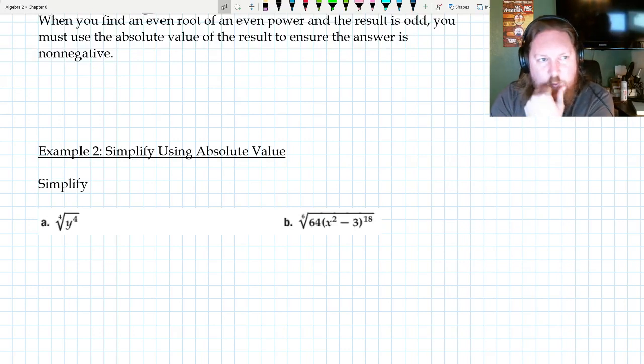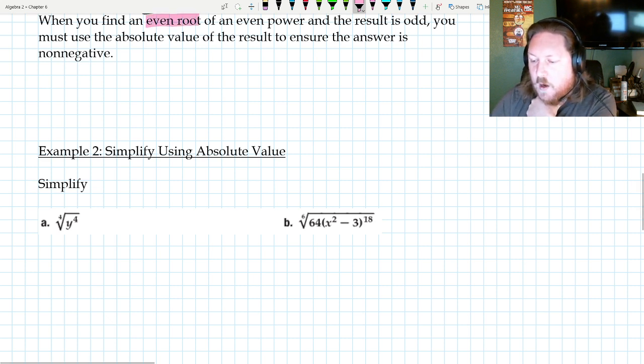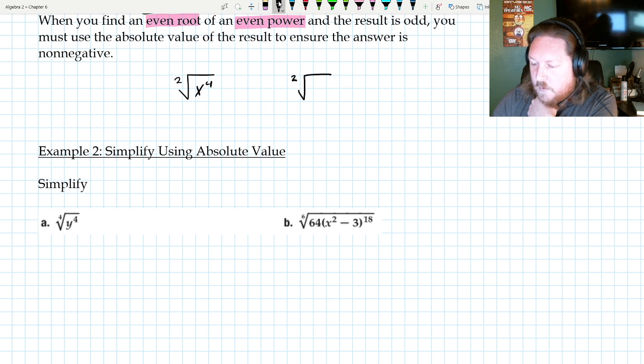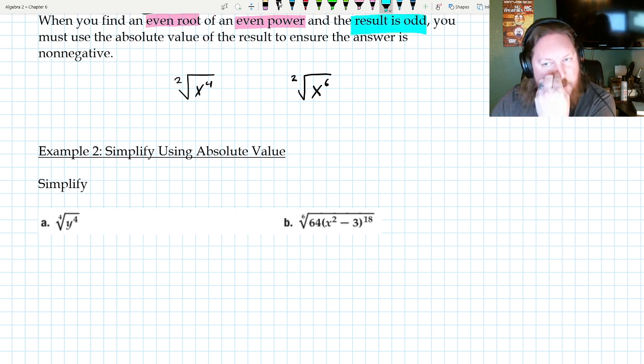Now the principal root causes some other problems. If you're ever simplifying an expression with these roots, and you have an even root of an even power, so let's take a look at a couple of those. How about the square root of x to the fourth and the square root of x to the sixth? And the result is odd. So the resulting power is odd.